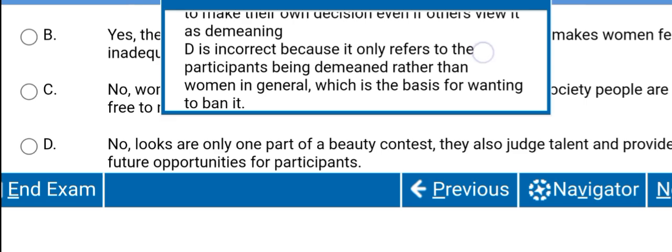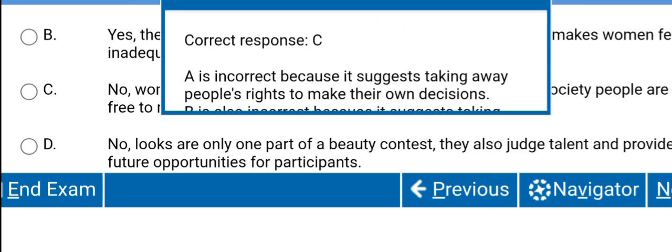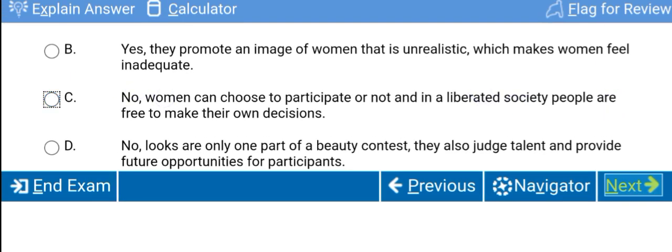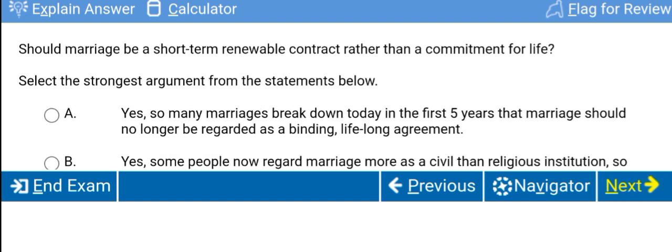So here we have the correct option is option C, which says no, women can choose to participate or not, and in a liberated society, people are free to make their own decisions. So this is the correct option we have. Next is, should marriage be a short-term renewable contract rather than a commitment for a life? Select the strongest argument for the statements below.